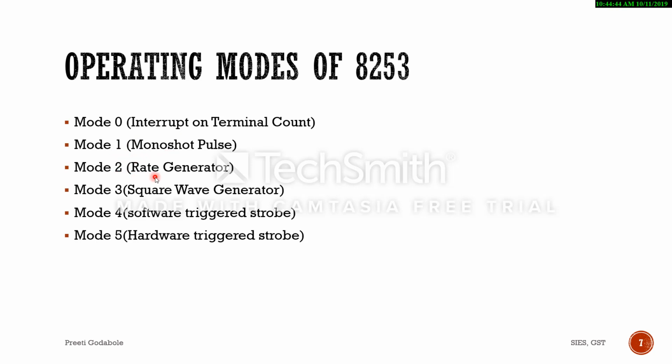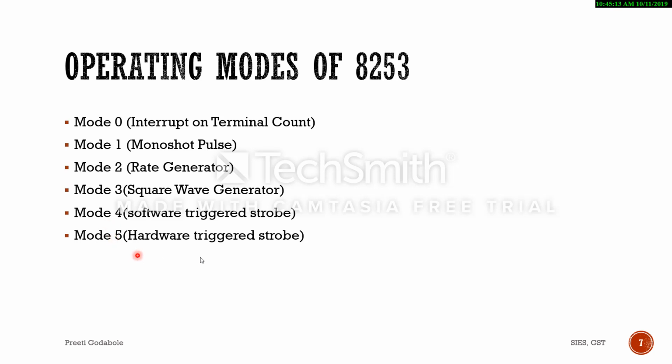Mode 2 is called as rate generator, where a continuous pulse is going to be generated once the count has reached 0. Mode 3 is a square wave generator. If the value of the count is let's say 4, for 2 pulses the out pin will be high, and for the next 2 pulses the out pin will be low.